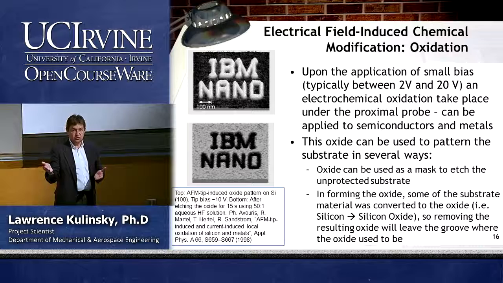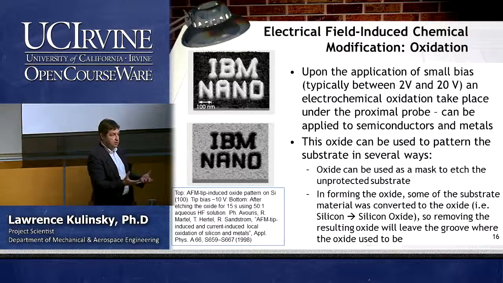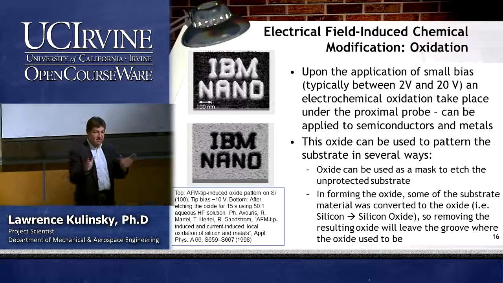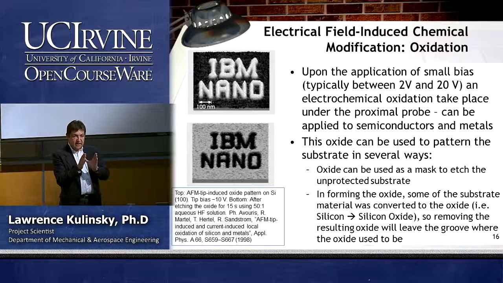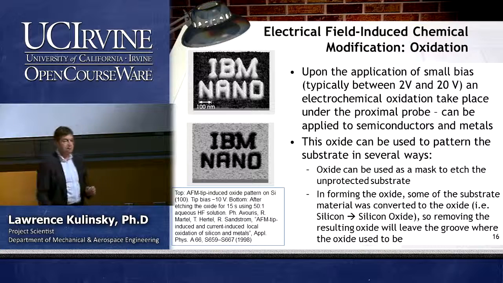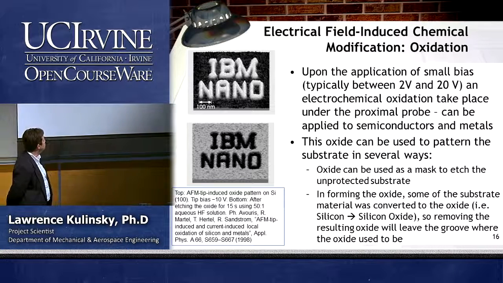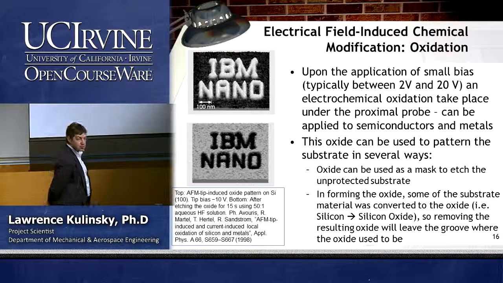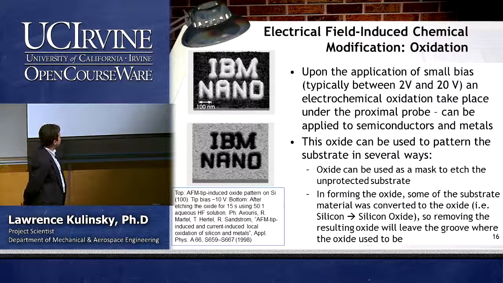So you already studied classical lithography in this class. Is it correct? Okay, great. So this is basically like that, but your oxide now is determined by where you applied potential with your probe. So you apply small bias, 2 to 20 volts, and electrochemical oxidation takes place on the proximal probe. So it's very local. It can be applied to semiconductors or metals, and then you can use it as a pattern in several ways.